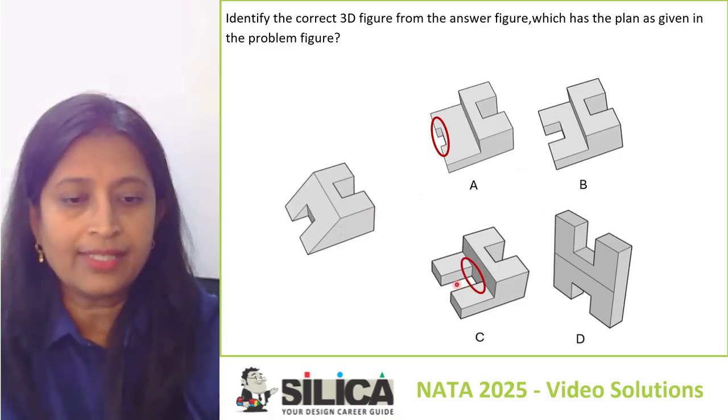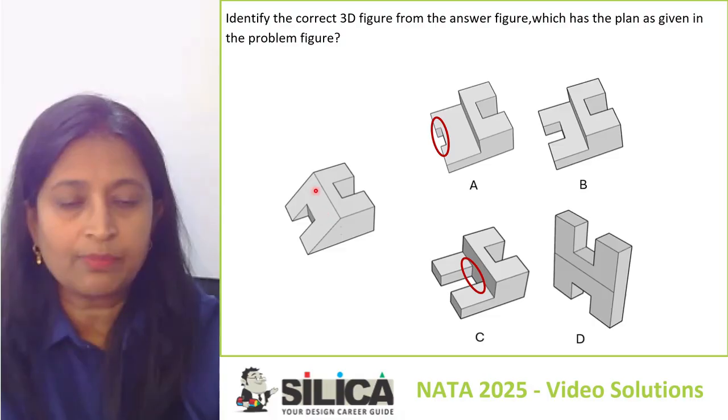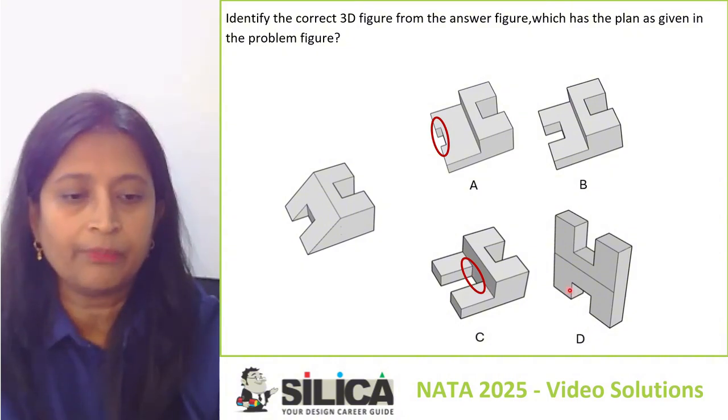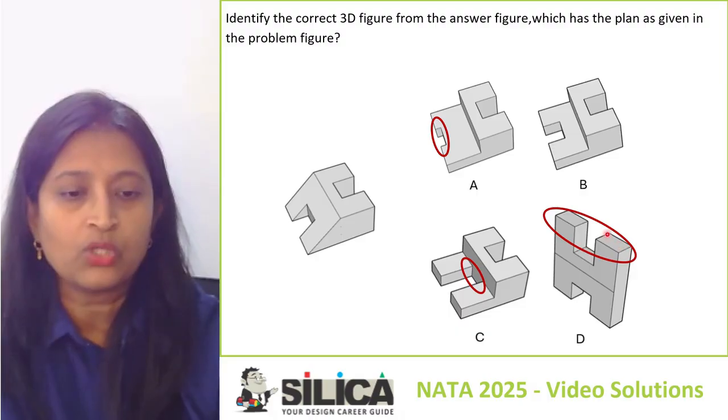Here when you see this part, there is a gap. You can see this part here also, this part which is not there here. So this is incorrect. Here if you see from top, you will not be seeing these two shapes. You will be seeing only this one part, this part and this part. So which will not match with this plan, right? So it looks like B will be the correct answer.